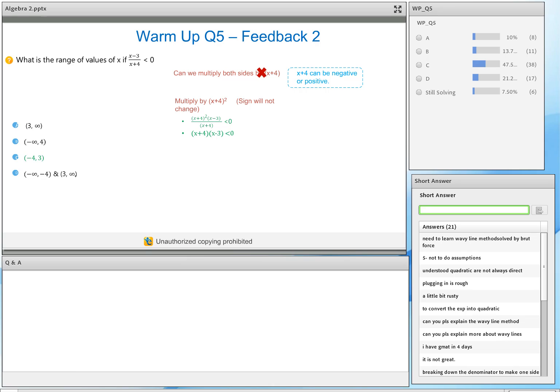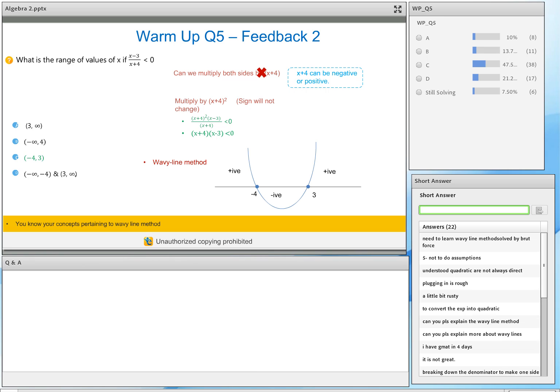Okay, now I do have a question. Can I please explain more about the wavy lines? I cannot right now, because that's outside the scope of this session, but trust me on this. When you go through the article that I will share with you, you will be able to understand that. Right now the feedback that I want you to take from this is that you need to learn the wavy line method, and that is very good feedback. Okay, all right.